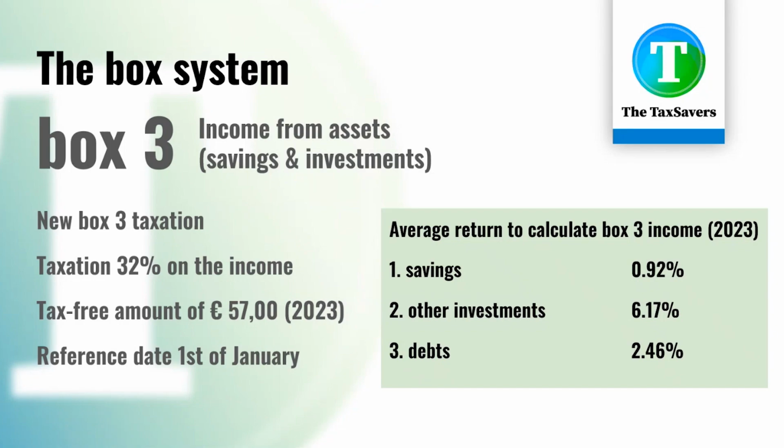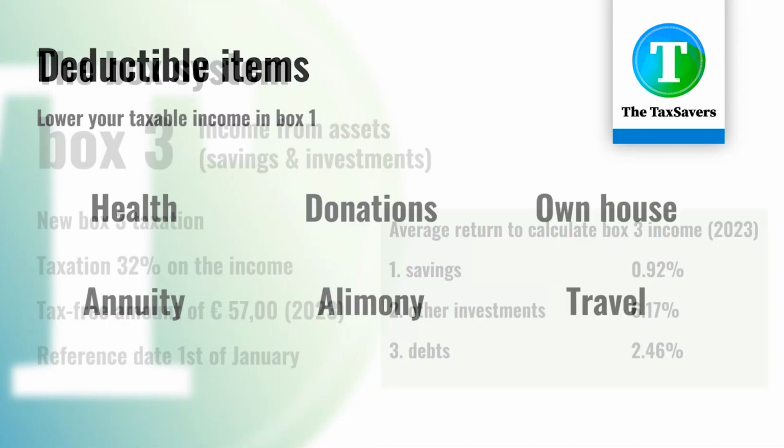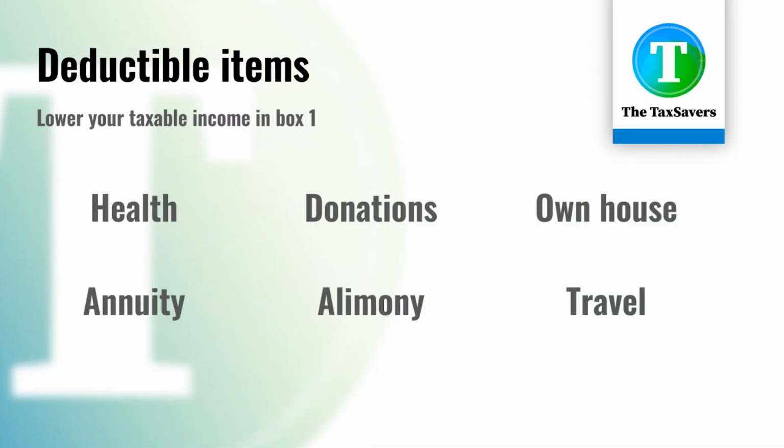After deducting the tax-free threshold, the value of the categories gets multiplied by the hypothetical yield to generate your income from assets. On this income from your assets, you pay a tax of 32%. As mentioned before, there are ways to lower your taxable income in box 1.